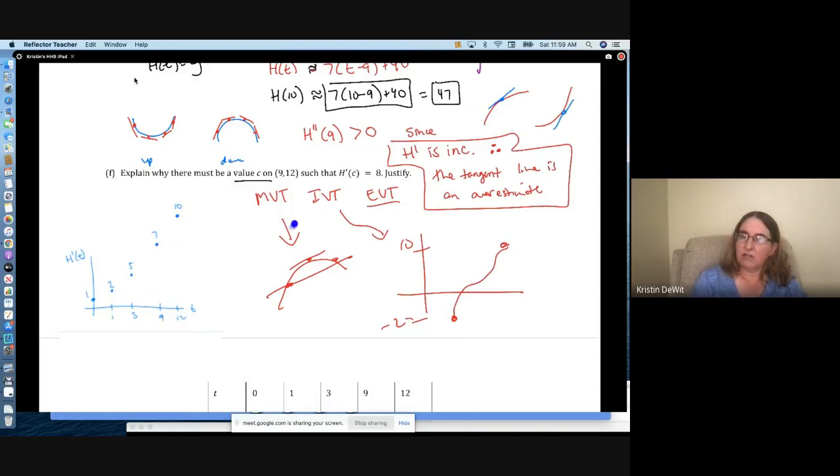So knowing the mean value theorem, you're trying to find a location where the slope of the tangent line equals the slope of the secant line. And with the intermediate value theorem, you're trying to justify that there's points in between two other points. Type in the chat for me: do you think this is an MVT or an IVT problem? What do you think, MVT or IVT?